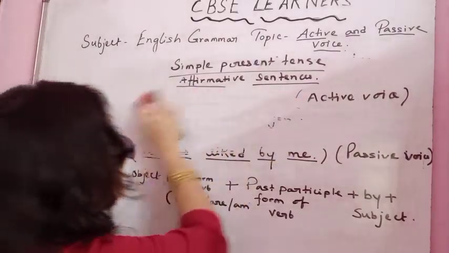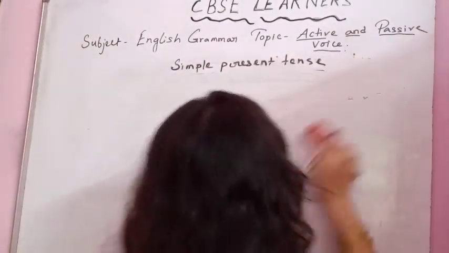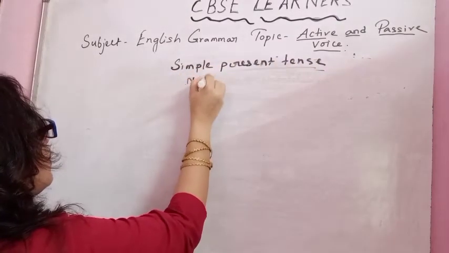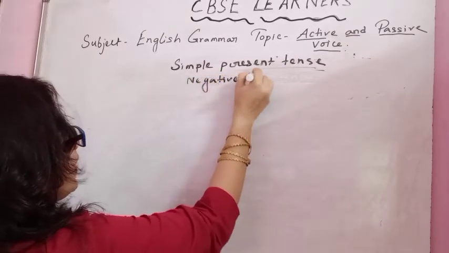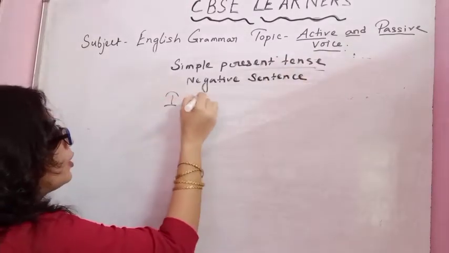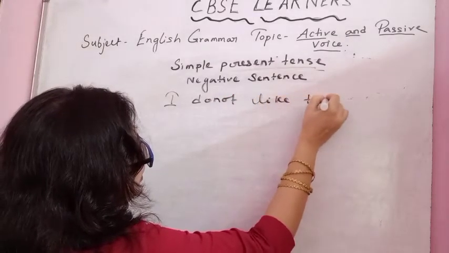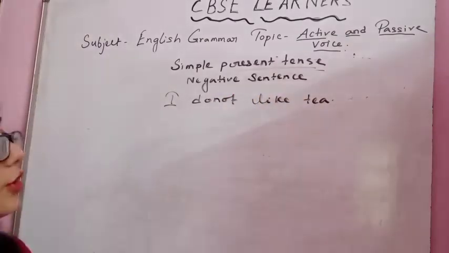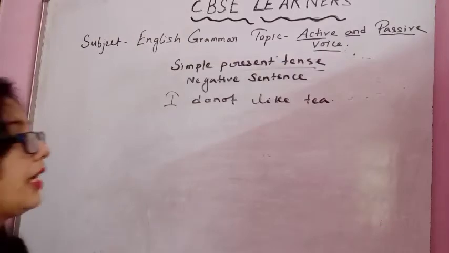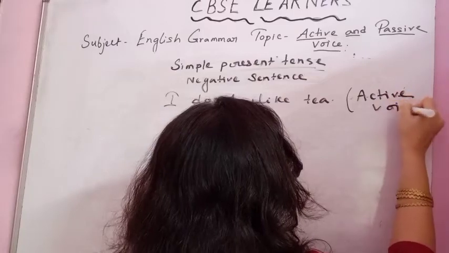So let me take the example of a negative sentence. Let me take the same example: I do not like tea. You can see it is the same sentence. This is in active voice because the focus is on the subject I. I do not like tea. The voice of the verb is active voice.